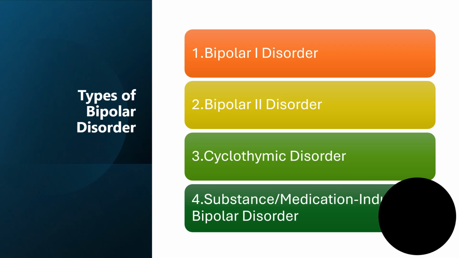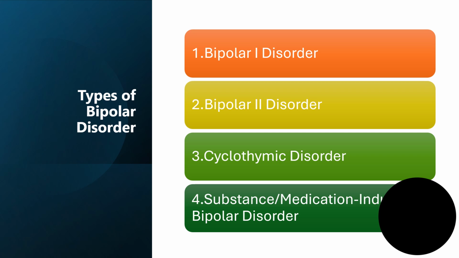There are different types of bipolar disorder. Bipolar 1 disorder diagnosis is given when a patient has a history or current presence of a manic episode. They may also have experienced depressive episodes. Bipolar 2 disorder is considered when the client has never experienced any manic episode. They may have depressive episodes and may have a hypomanic episode.